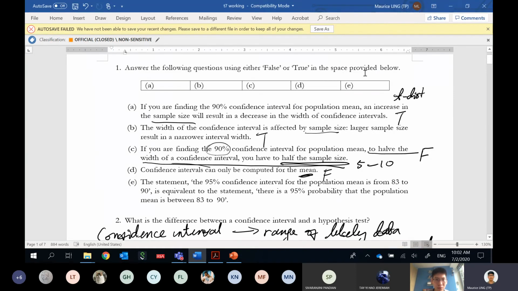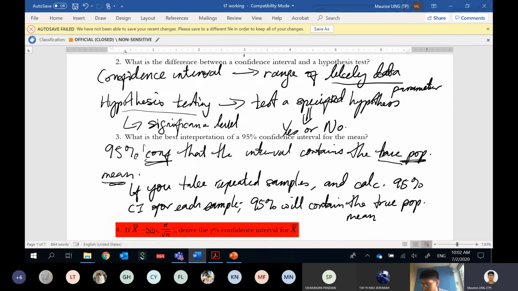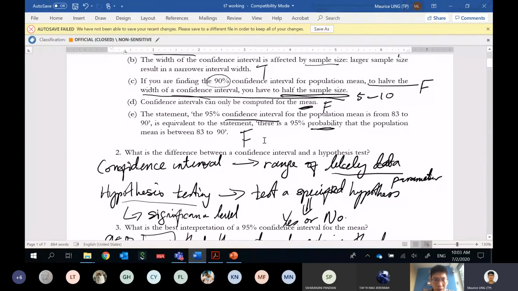Okay, question E, Jia En. True. Okay, let's see. The statement, 95% confidence for the population mean is equivalent to probability. Okay, this is false because confidence interval is not probability. Remember when we went through this, I said that the word confidence is actually important. Confidence interval is not the same as probability. It's not the same as chance.